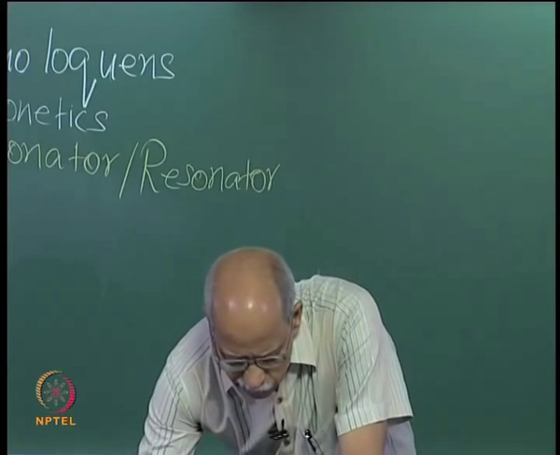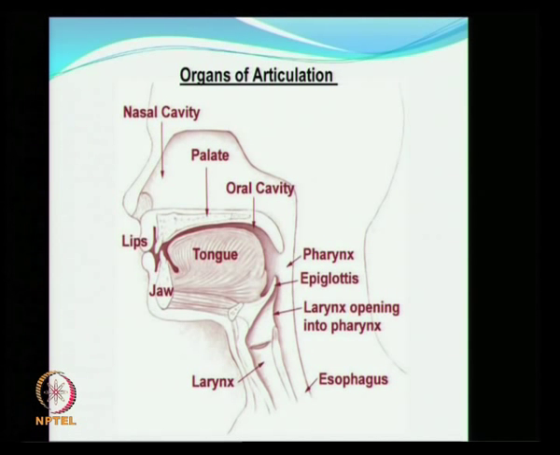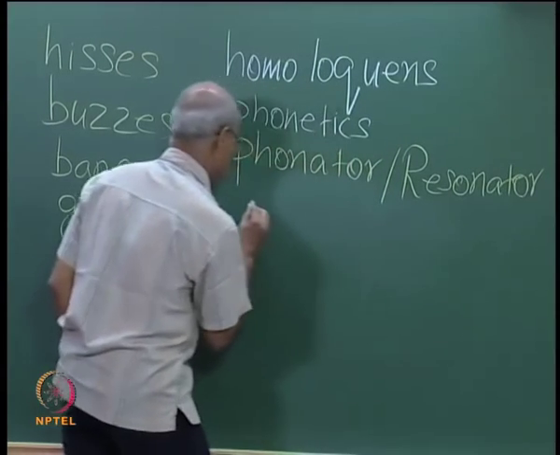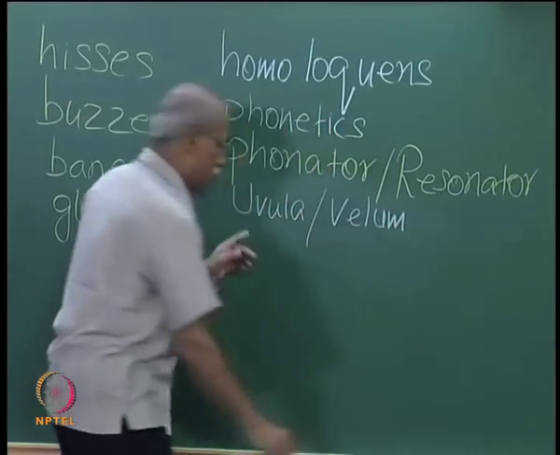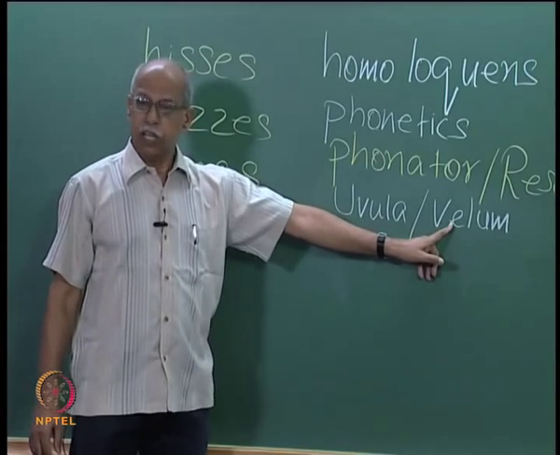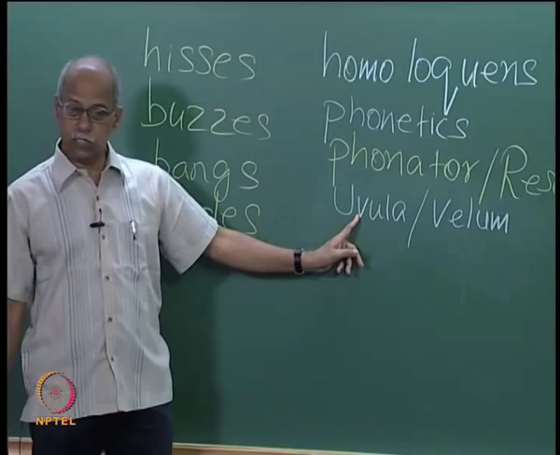Speech air arises in the lungs and crosses the larynx, this is the vocal cord, crosses the vocal cords, then it comes here. Can you see the cursor please? Everybody, yes or no? Everyone please. So speech air comes here, near the pharynx, this little thing is called the uvula, U V U L A, please write. Uvula, or some people call it velum. In some textbooks, you will find the word velum, it is also known as uvula.